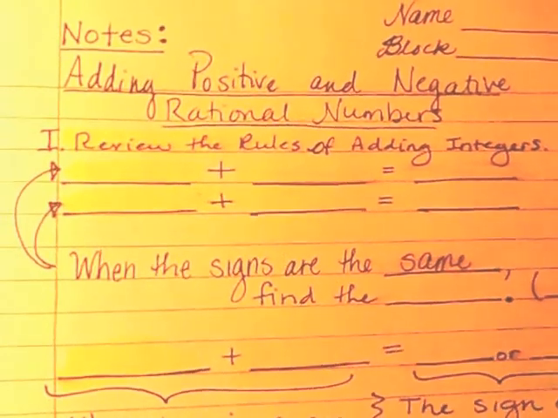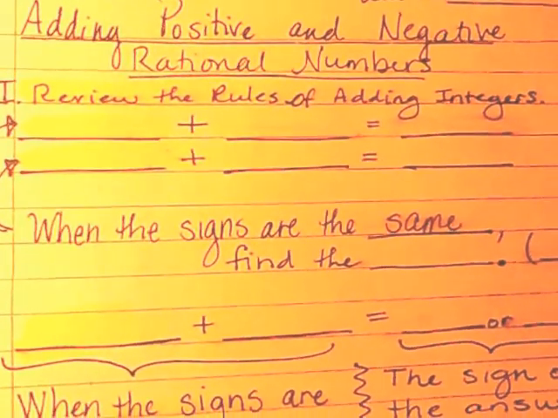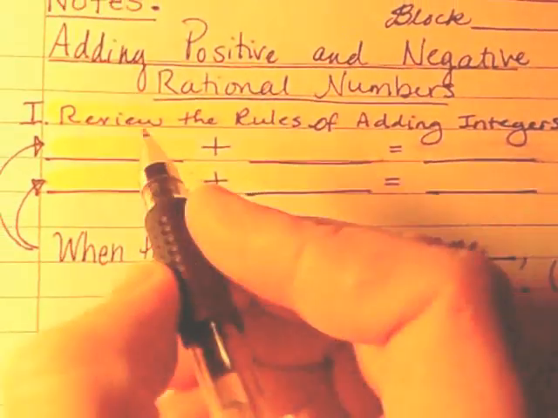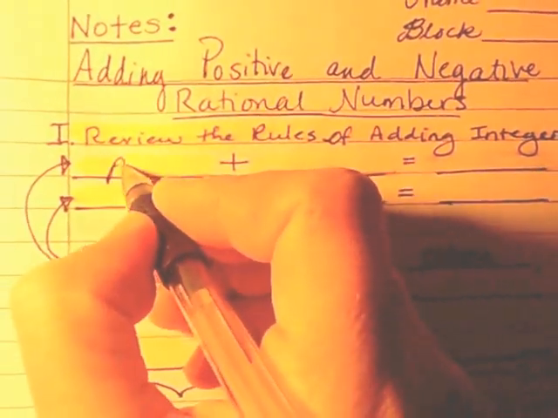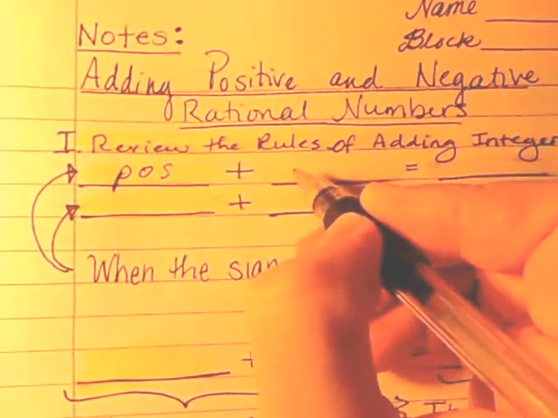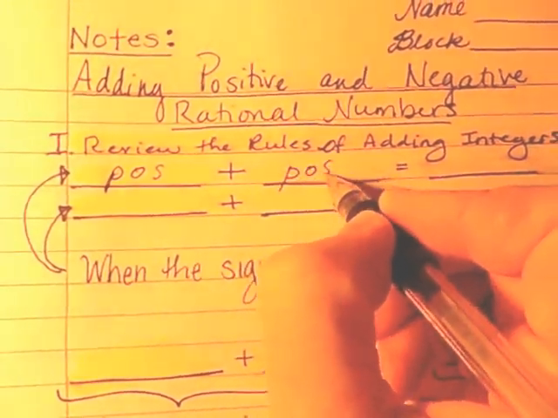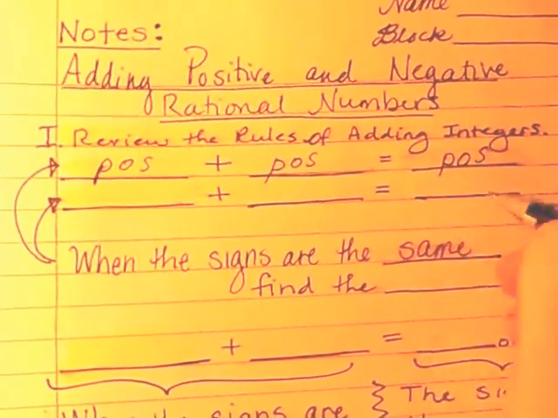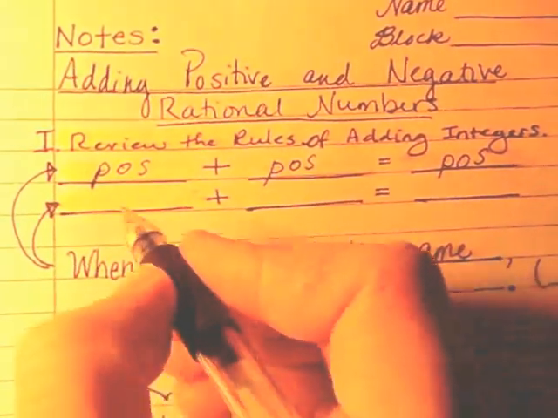So the first thing that we're going to do is review the rules for adding integers. And what those rules say is that when we have a positive number and another positive number and we're adding them together, of course we're going to have a positive number. You guys know that, for example, 1 plus 1 is 2.